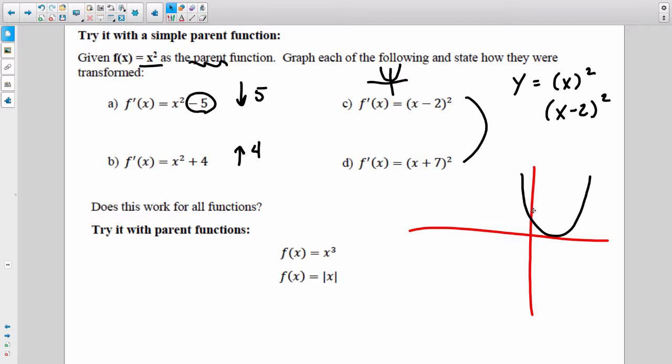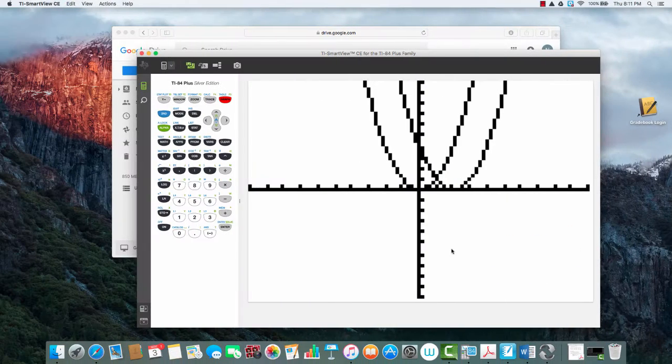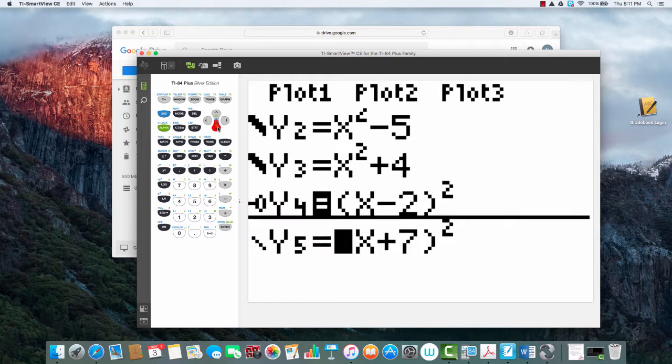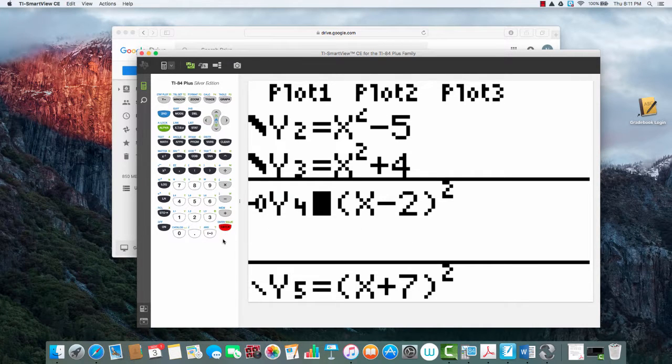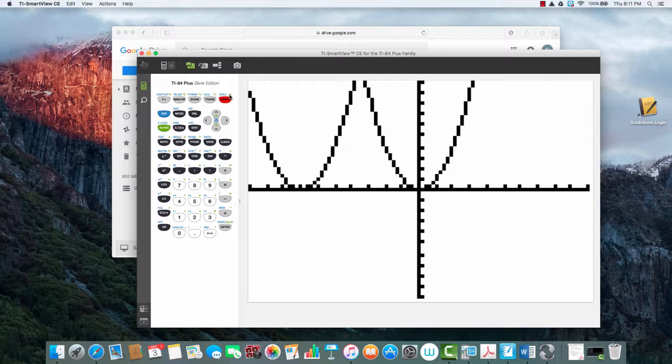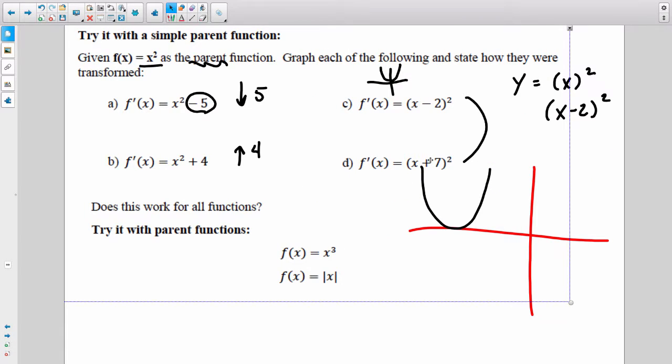Now, spoiler alert, this +7, I guarantee you, is going to look like we moved it to the left 7. Let's just verify that. Y equals, let me go down. I'm going to get rid of that guy, graph it. Let's see what it looks like. There's x squared. Whoa, wouldn't you know it? There's my parabola now moved over 1, 2, 3, 4, 5, 6, 7 to the left. And if you look at your notes, it certainly says +7, doesn't it?